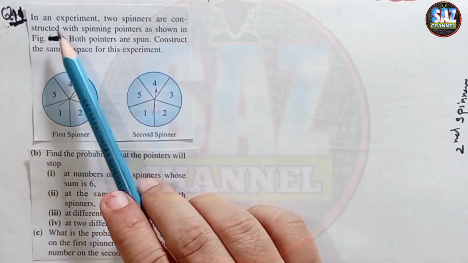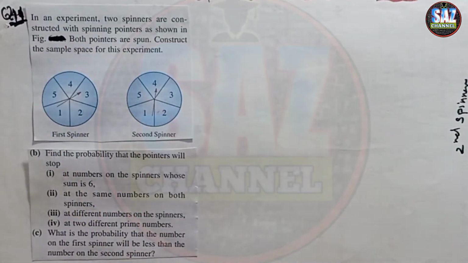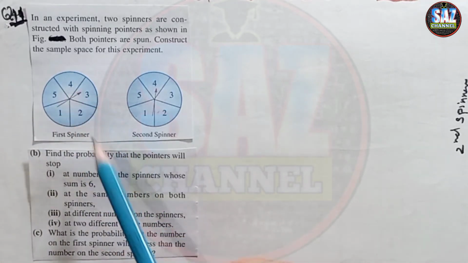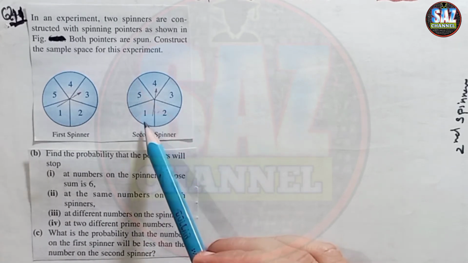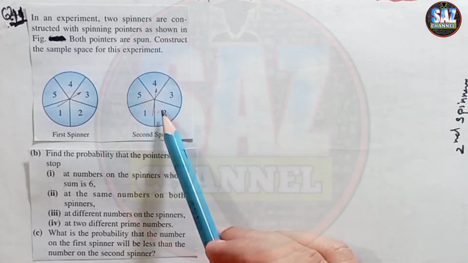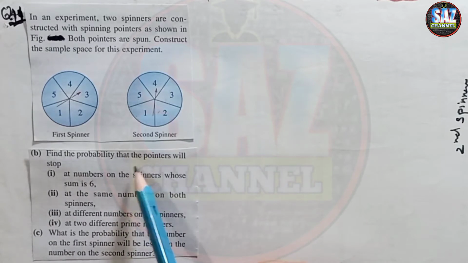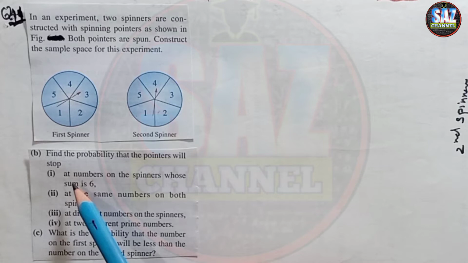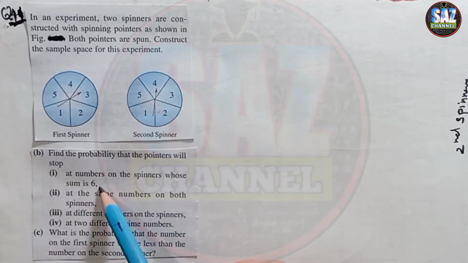The question says, in an experiment, two spinners are constructed with the spinning pointers as shown in the diagram below. Both pointers are spun. Each time the pointer is spun it is equally likely to stop on any sector. The first spinner has the 5 sectors 1, 2, 3, 4 and 5, and the second also has the 5 sectors 1, 2, 3, 4 and 5. Find the probability that the pointers will stop at numbers whose sum is 6.